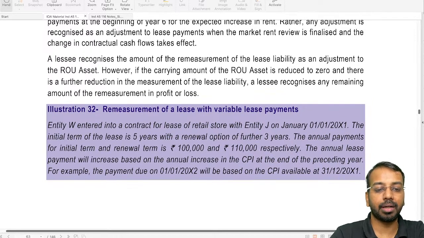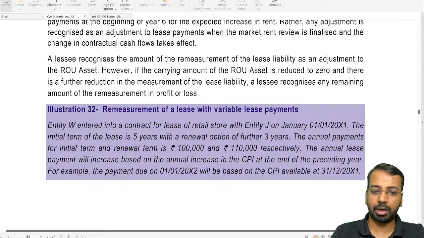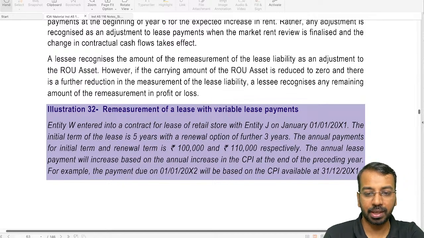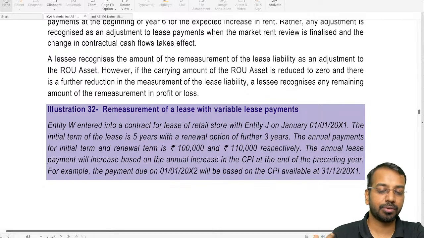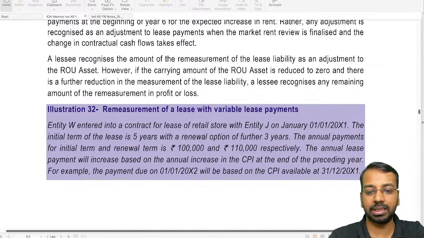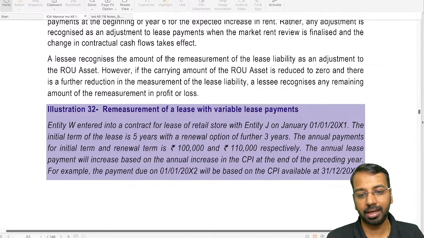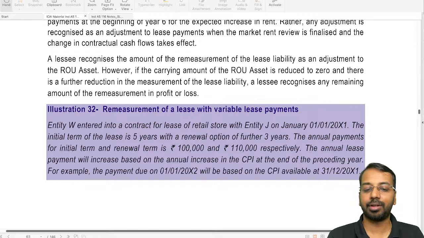Entity W entered into a contract for lease of a retail store with entity J. So entity W has entered into a contract of lease for a retail store with entity J on 1st of January of year 1. One thing I don't like about our material is that all of these questions are based on IFRS and IAS. So it's IFRS 16, the corresponding standard, and they keep using this 1st of January because internationally the financial year is 1st of January to 31st of December.